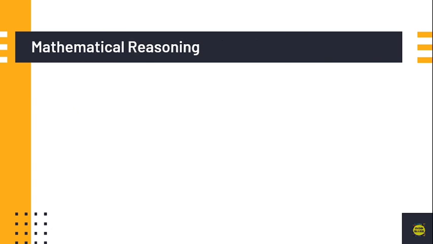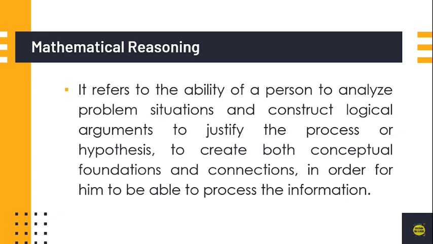So mathematical reasoning refers to the ability of a person to analyze a problem situation. Those would be your tactics on how to analyze different problem situations, how to construct logical arguments, and how to justify the process or hypothesis. After that, you create both conceptual foundations and connections in order to process the information. Analyzing is your tactic on how to deal with that problem.